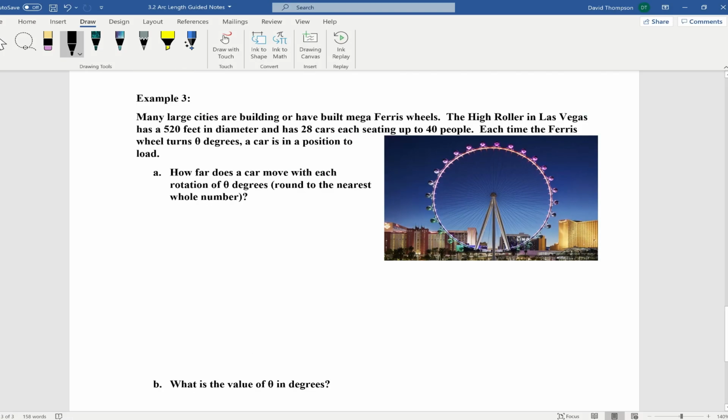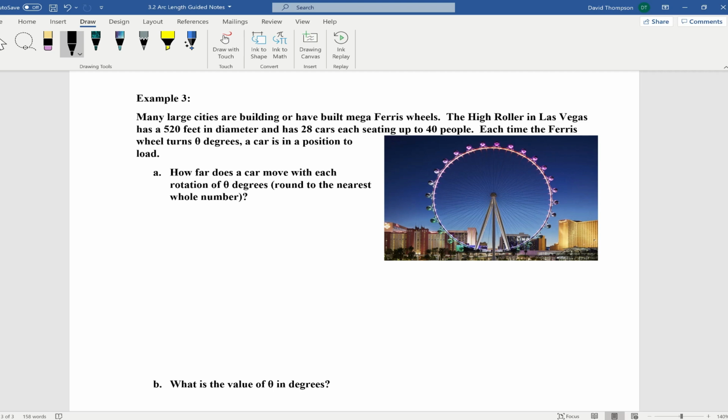Example 3. Many large cities are building or have built mega Ferris wheels. The High Roller in Las Vegas has a 520-foot diameter, and has 28 cars, each seating up to 40 people. Each time the Ferris wheel turns theta degrees, a car is in position to load. How far does a car move with each rotation of theta degrees? Round to the nearest whole numbers.